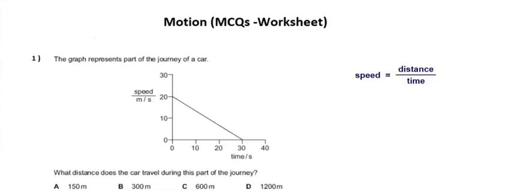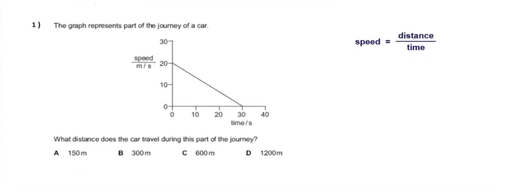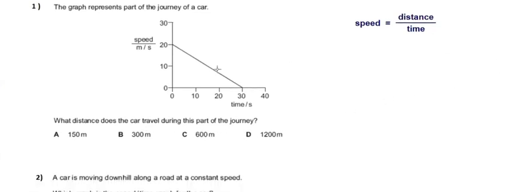Now we will see the MCQs in the motion worksheet. So you can see here problem number 1. The graph represents the part of the journey of the car, and what distance does the car travel during this part of the journey? So you can see this is the speed time graph. On the y-axis we have speed in meters per second. On the x-axis we have time in seconds.